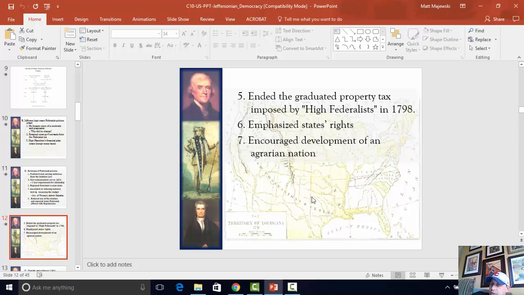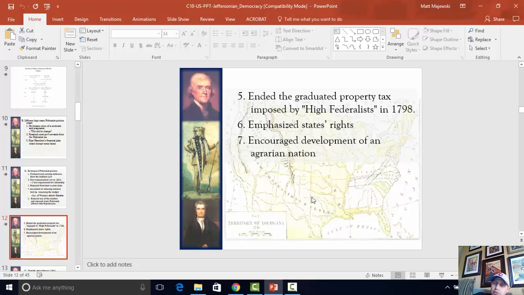Now think about why he would do this. Remember, he is a plantation owner. He and other Southern farmers and plantation owners owned a lot of land. Federalists or Northerners, industrialists, didn't own as much land. And so this was something that he felt kind of unfairly targeted Southerners, and in particular agriculturalists, plantation owners. And so he's going to get rid of that.